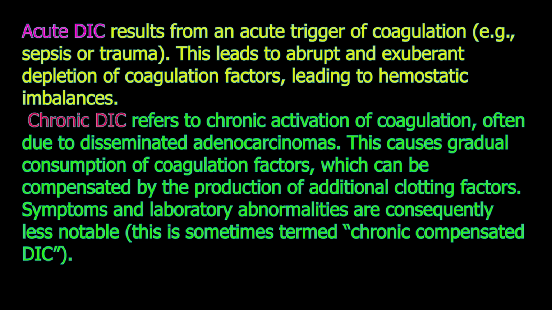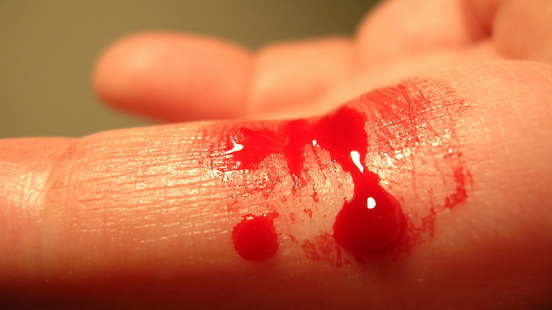Acute DIC is also called the uncompensated form of DIC. Clotting factors are used more rapidly than the body can replace them. Hemorrhage is the predominant clinical feature that overshadows ongoing thrombosis. Chronic DIC, also called the compensated form, the body is able to keep up with the pace of clotting factor consumption. Thrombosis is the predominant clinical feature.